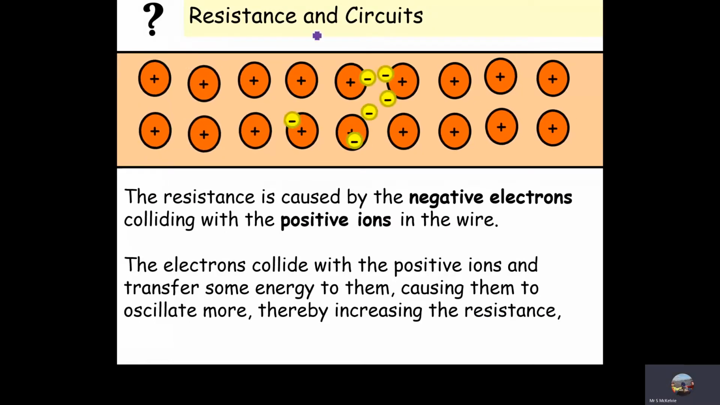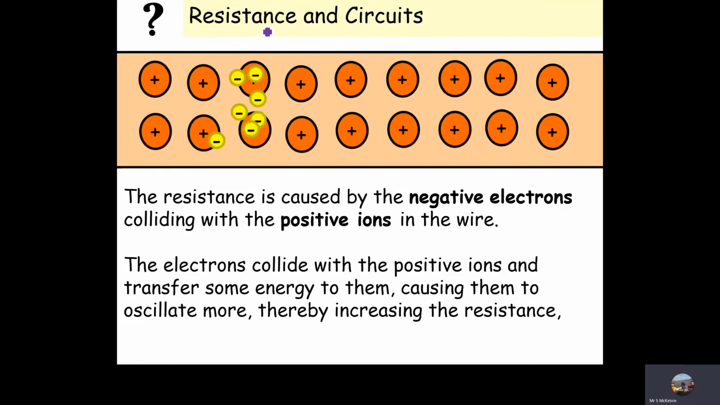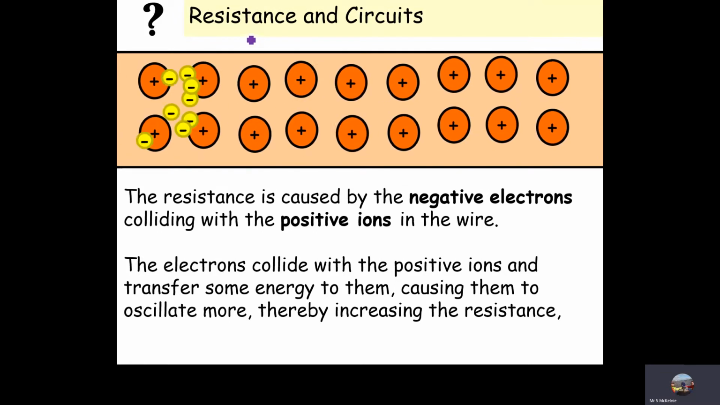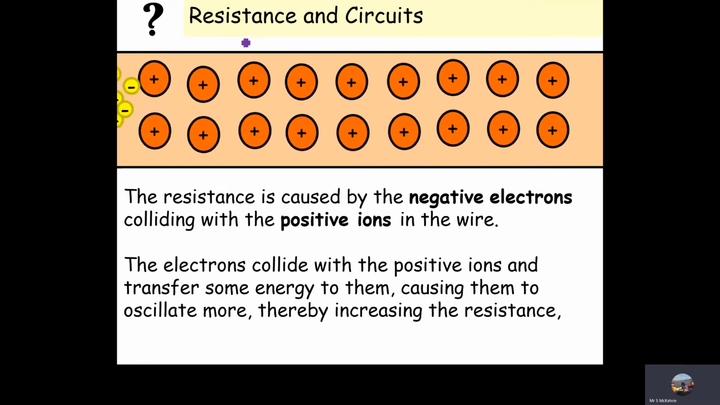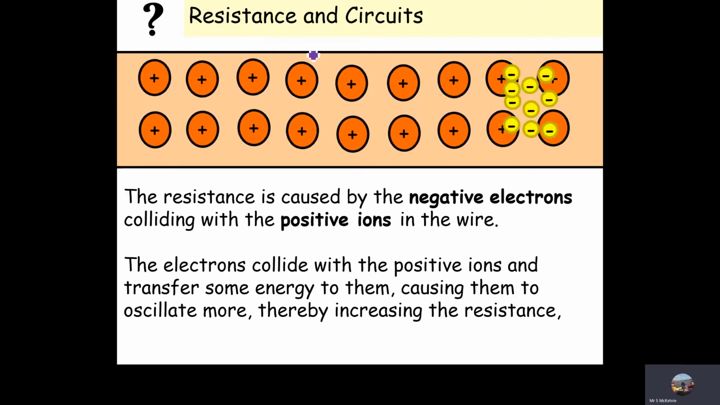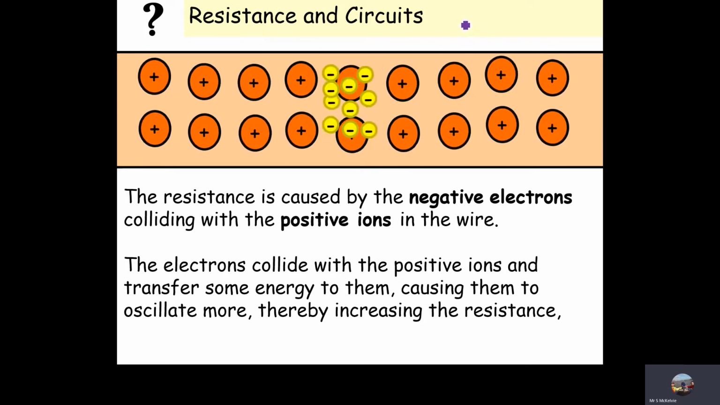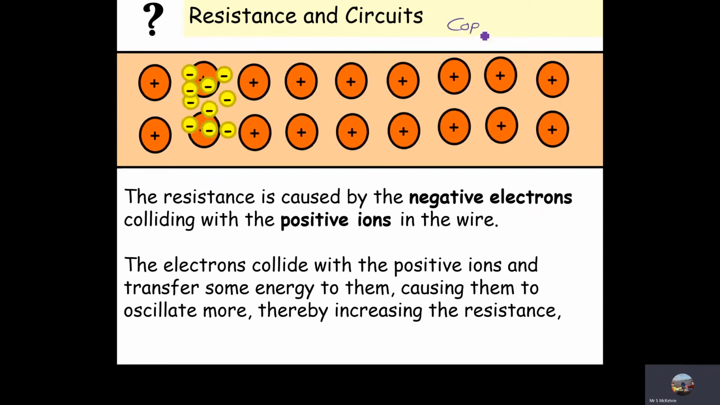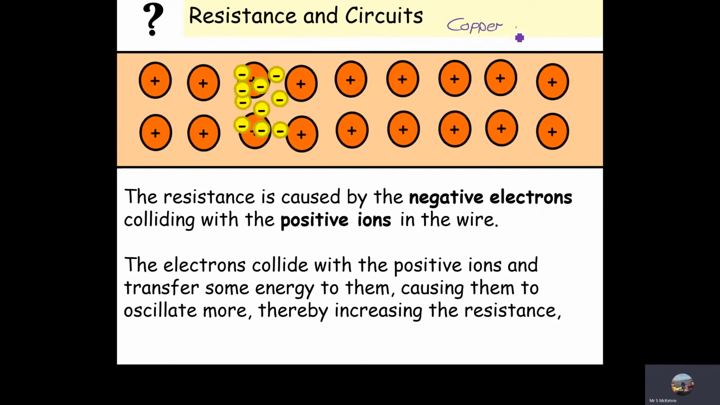Okay, so we're going to be looking at resistance in circuits. We've had a look at what resistance is, or how to measure it, but now we're going to look at actually what it is. So this is a little diagram that shows a wire. We have our copper nucleus, or any wire at all.